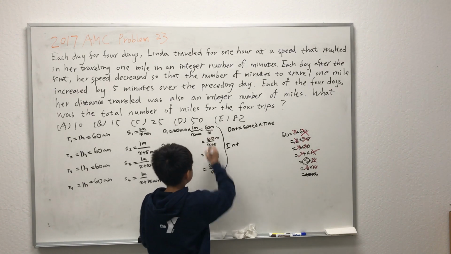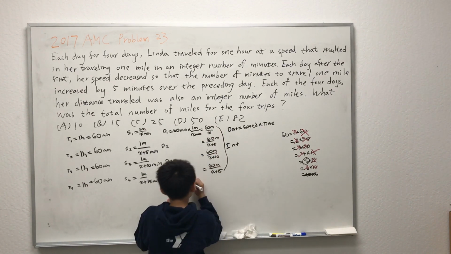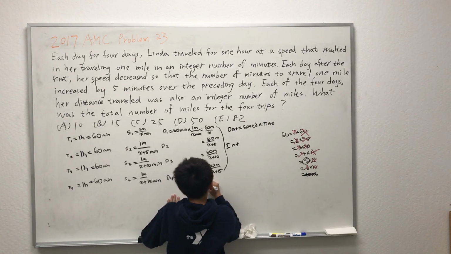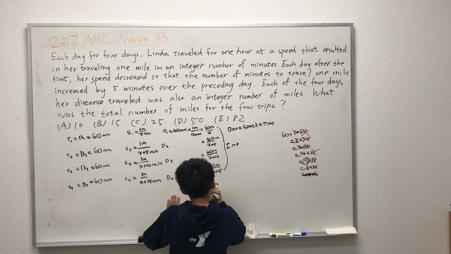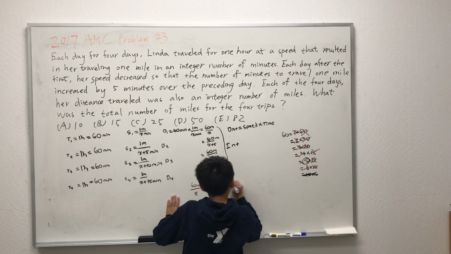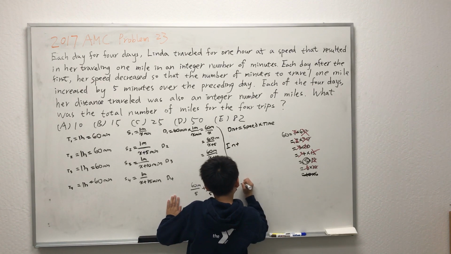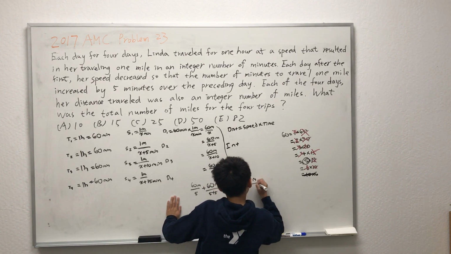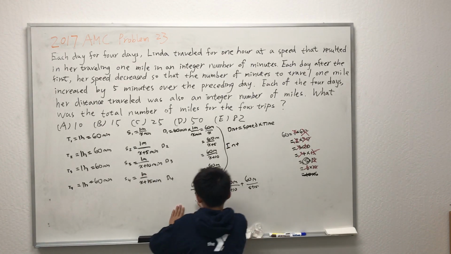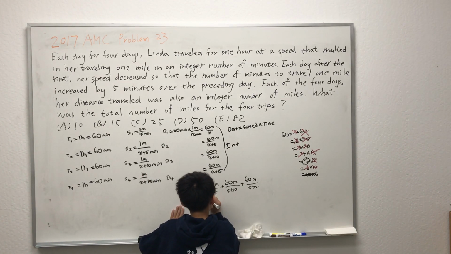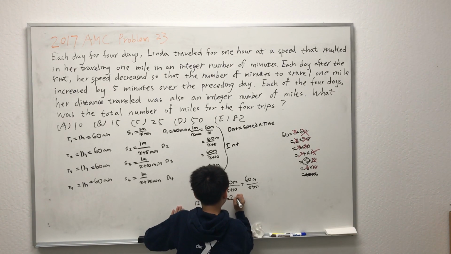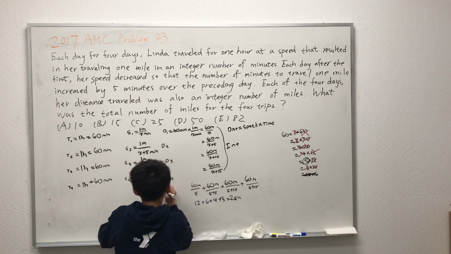So now we can just plug in the value of x. 60 miles over 5, plus 60 miles over 5 plus 5, plus 60 miles over 5 plus 10, plus 60 miles over 5 plus 15. Simplifying, we get 12 plus 6 plus 4 plus 3, which is equal to 25 miles. Answer choice C.